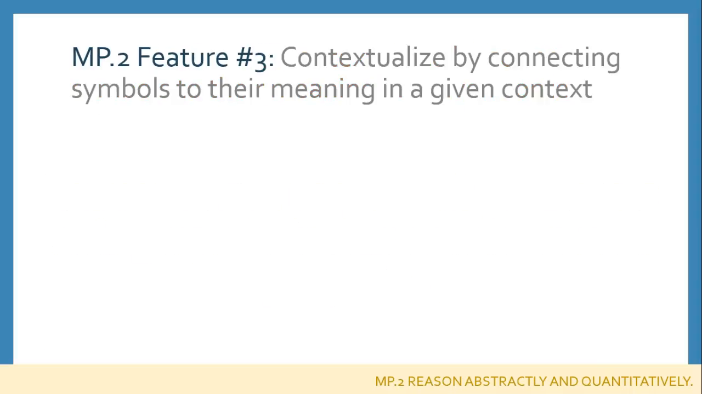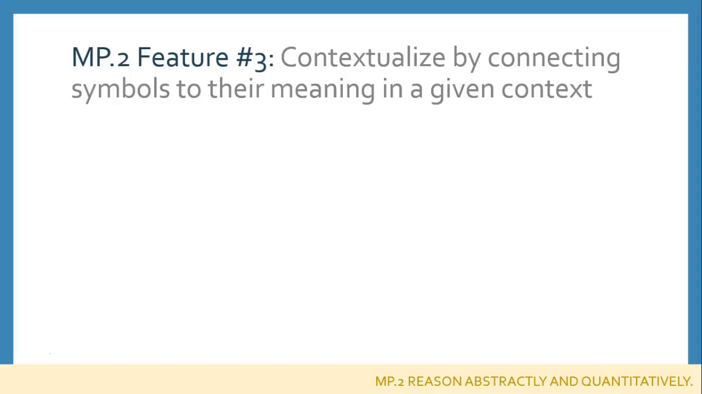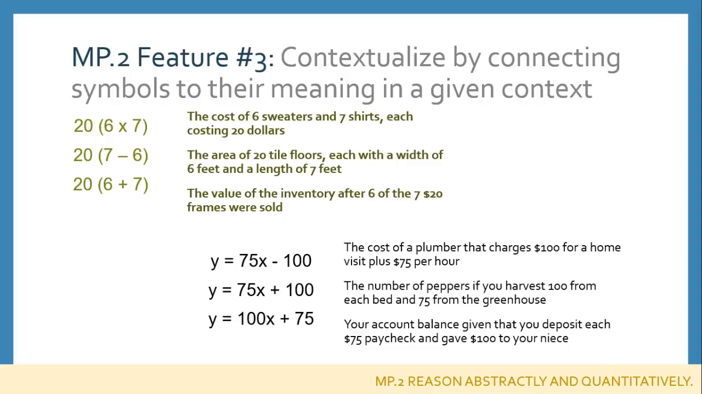The third feature of Mathematical Practice 2, Reason Abstractly and Quantitatively, is to contextualize by connecting symbols to their meaning in a given context. To encourage this, you could ask learners, does that make sense in the context of the problem? For example, the matching exercises that we just completed could be done in reverse. The expressions or equations could be given and students could be asked to match them to the correct scenario.